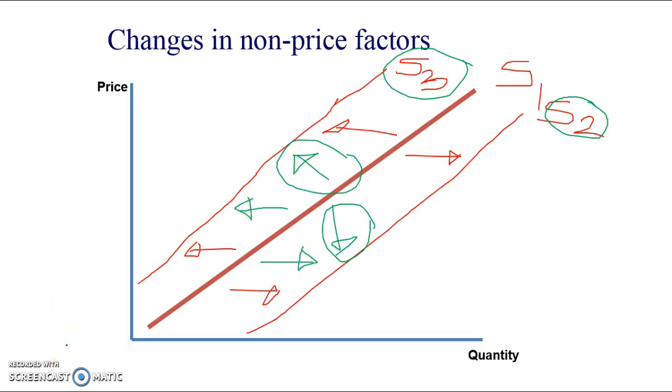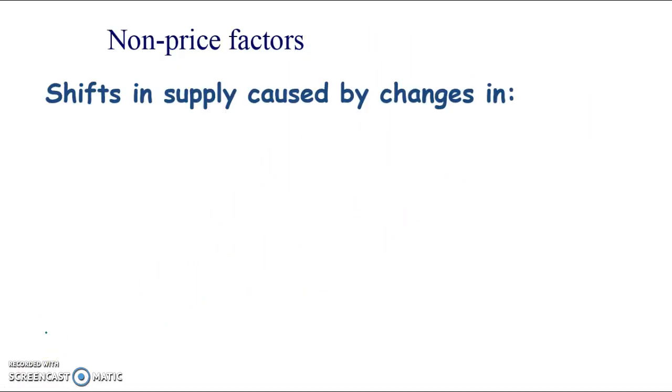So that can just help you in your exam when you're under stress, and those are the times where you're likely to make silly little mistakes that maybe you've not made all year, but in an exam you do make them. So what are these non-price factors that can cause these shifts?